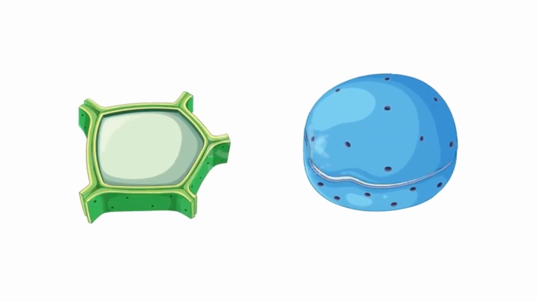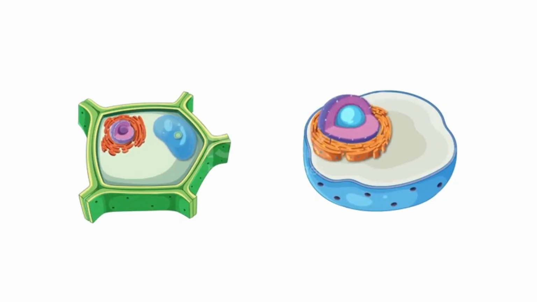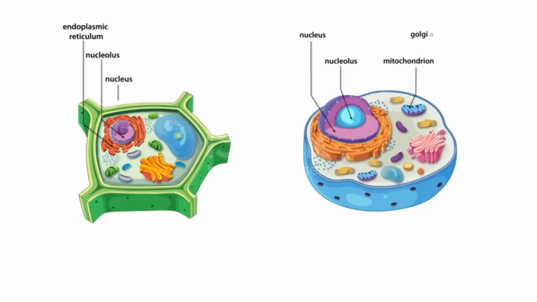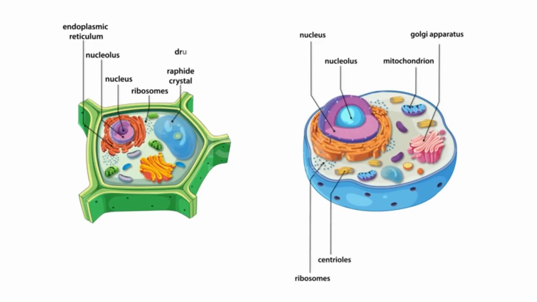Plant versus animal cells. Plant and animal cells share many organelles, but they also differ. Plant cells have a cell wall, chloroplasts, and a large central vacuole. Animal cells have centrioles, smaller vacuoles, and a more flexible shape. Both types contain a nucleus, mitochondria, ribosomes, Golgi apparatus, and cell membrane.